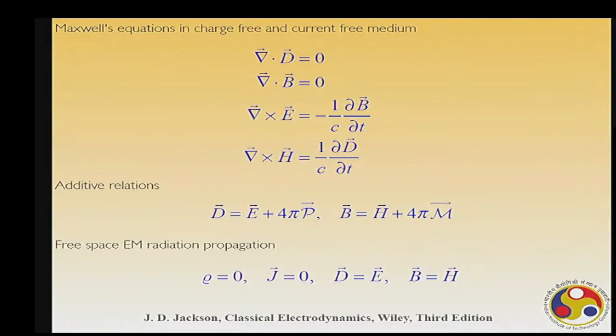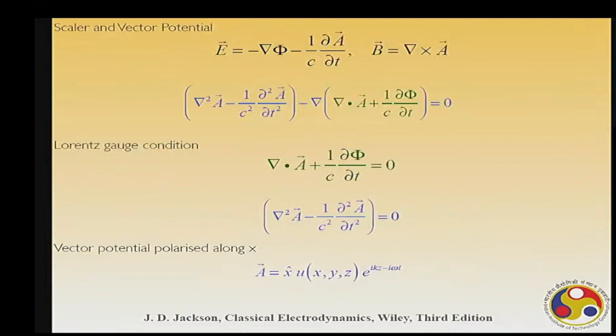So under this condition, we already know from Professor Dev's lecture that one can express the electric and magnetic field vectors in terms of the scalar and vector potential. So here we are introducing the scalar and vector potential once again. And then you can see E is equal to minus grad phi minus del A del t, and B is equal to curl of A.